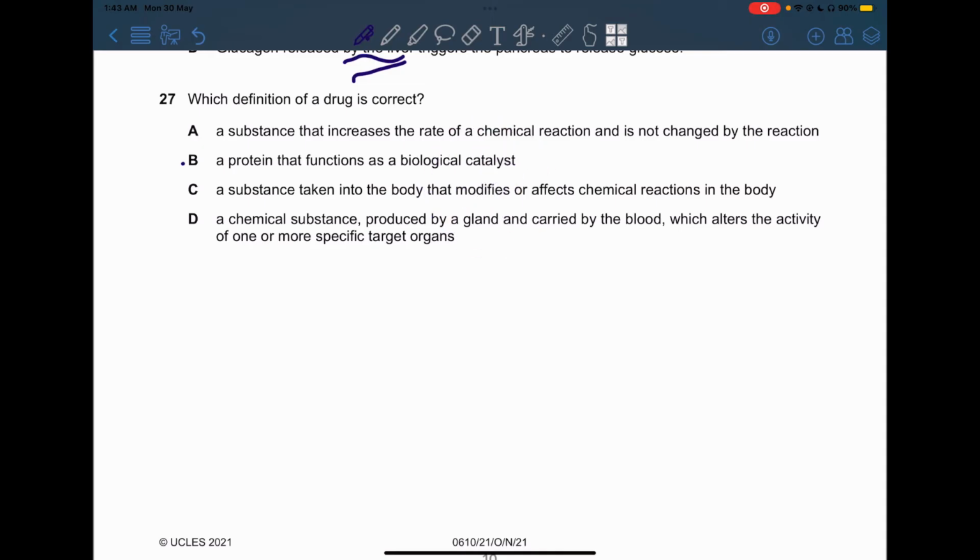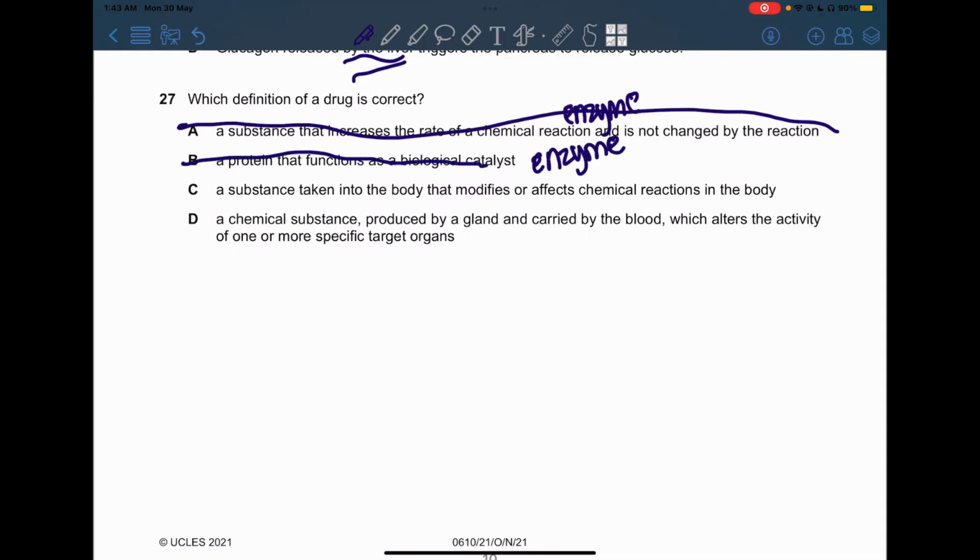Now, question number 27, which definition of a drug is correct? A substance that increases the rate of a chemical reaction. Well, this is the enzyme and not the drug. So, of course, this is incorrect. Now, a protein that functions as a biological catalyst. Again, this is the enzyme and not the drug. So, of course, this is incorrect.